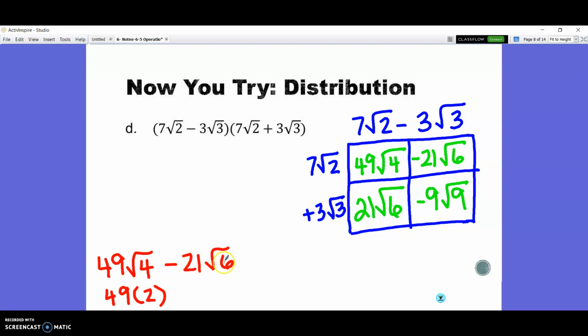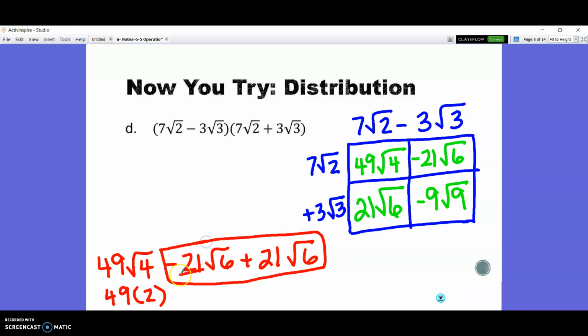And we already tried to break down 6 in the previous example. 6 doesn't break down into anything besides 3 and 2, so there's no pairs. Plus 21 square root of 6. Now these two are the same, so I can combine them, but one's positive, one's negative, so they really just cancel each other out. And then minus 9 square root of 9. And square root of 9 is 3, so this is just really negative 9 times 3.